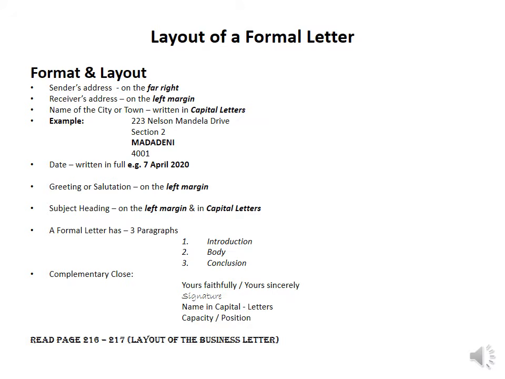When you are closing your letter, you will close it with yours faithfully or yours sincerely, followed by signing the letter. Write your name in capital letters. Write your capacity or your position in capital letters as well, if you are writing on behalf of your organization. You need to understand or know what the difference is between yours faithfully and yours sincerely in a business letter.